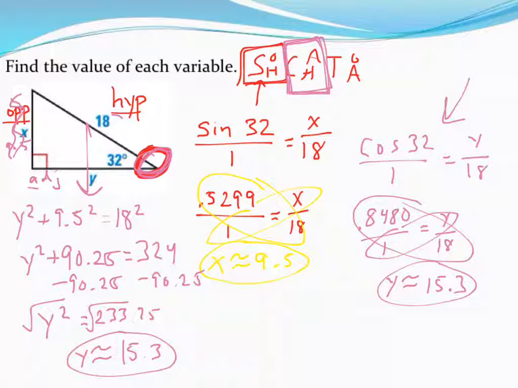There you go. As you can see, no matter how we did it, either with trigonometry or Pythagorean theorem, we found that third side, the y side, to be about 15.3.